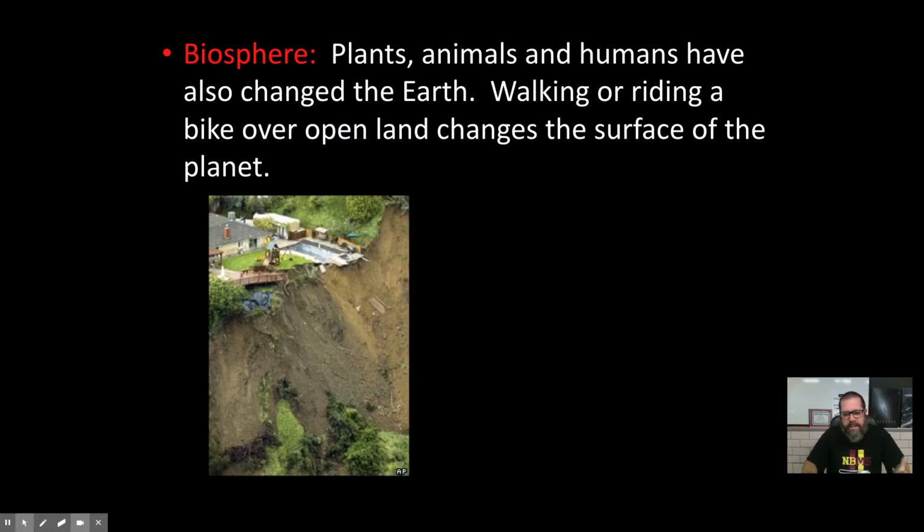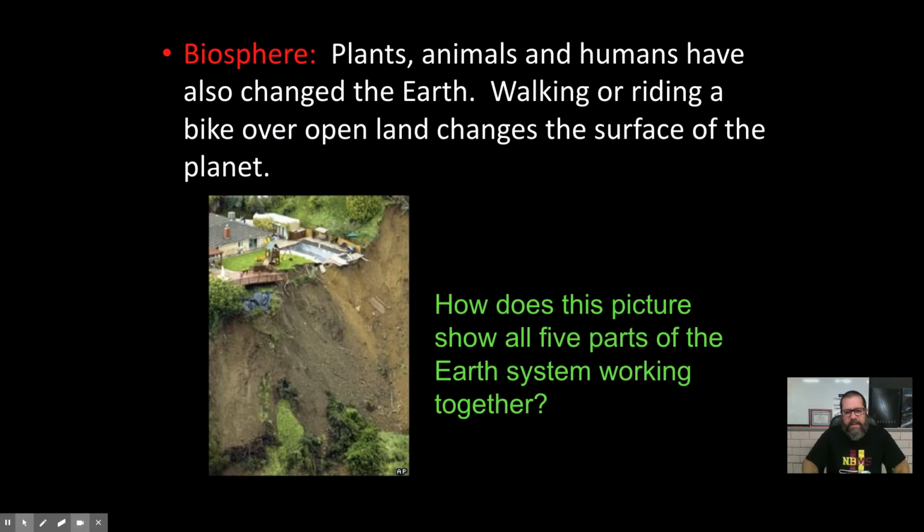So if you look at the image that I have here, one thing that we will discuss in class at the end of this presentation is how does this picture show all 5 parts of the Earth system working together? How does it show the anthrosphere, the geosphere, the atmosphere, the hydrosphere, and the biosphere all working together to create the scenario that we see in this image? That's something that we'll be talking about soon.